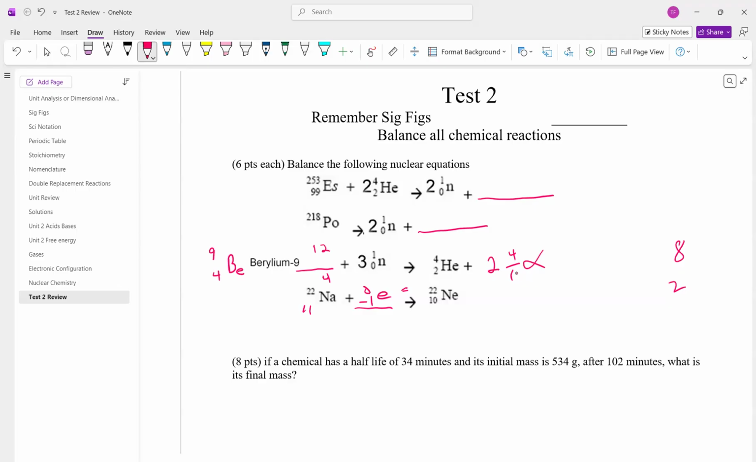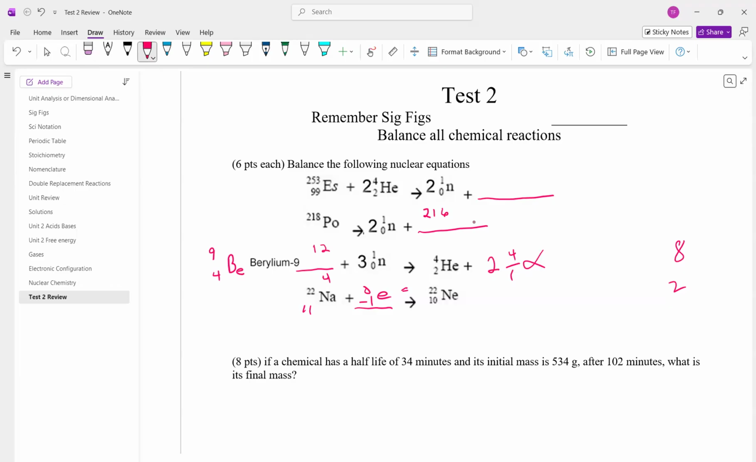Let's go up here. Okay, 218. 1 plus what is 218? 217. Actually, it's 216. Why is it 216? There are 2 neutrons there. So 2 times 1 is 2 plus 216 is 218.